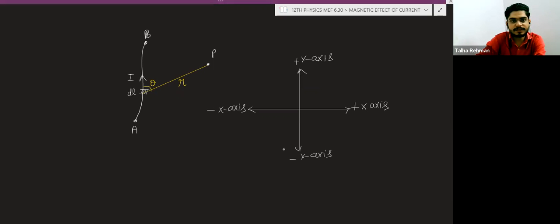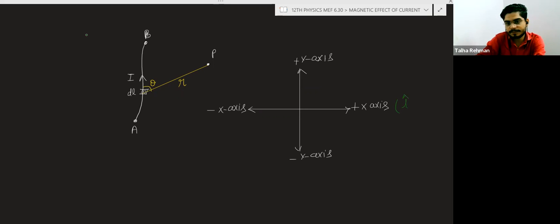And before that, please remember in the positive direction of the x-axis, the unit vector is i cap. And remember that we will use the unit vector for the direction of the magnetic field. For the negative x-axis, this is minus i cap. For the positive y-axis, this is j cap. And for the negative y-axis, this is minus j cap.